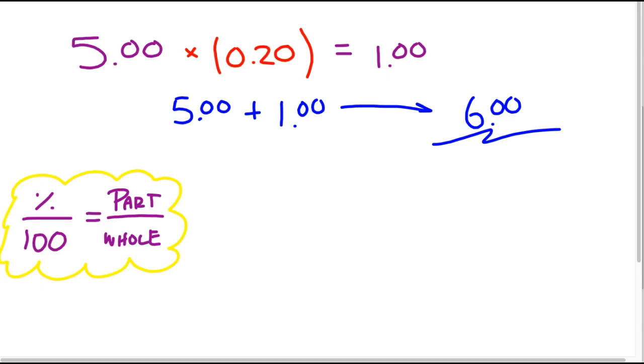How can I get to $6 without having to do 2 operations? I don't want to multiply and add, I just want to multiply. Is there something I can multiply by to make it equal $6? 80% would be if you were taking away 20%. Yeah, so that's the next slide actually. 1.2, good job.